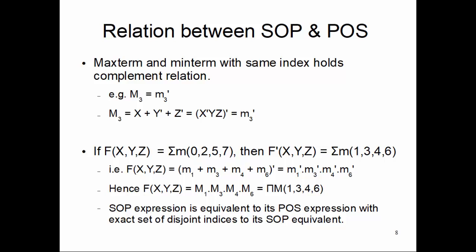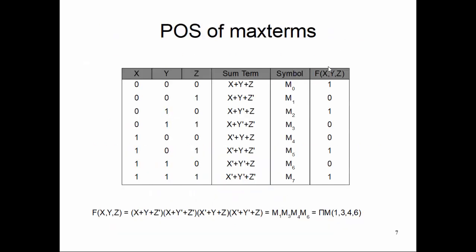So the max term and the min term with the same index hold a complement relation. So what does it mean? Let's pick up an example, M2. Max term 2 is this thing, right? x or y bar or z.